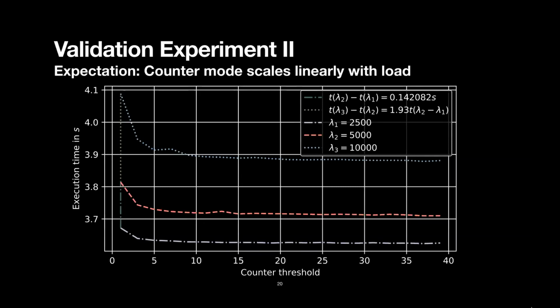The difference between the second and third lambda's execution times is roughly twice as big as the difference between the first and second lambda's execution times, to be precise, 1.93. So a doubling of the network load results in a doubling of the execution time.